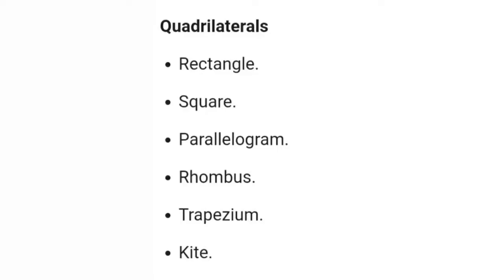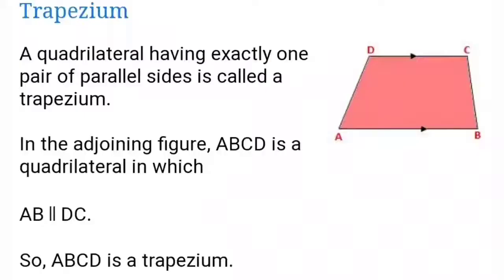There are 6 types of quadrilaterals named trapezium, parallelogram, rectangle, rhombus, square, kite. These are the 6 types of quadrilaterals. So today let us learn about these 6 types of quadrilaterals and their properties. First let us learn about the trapezium.